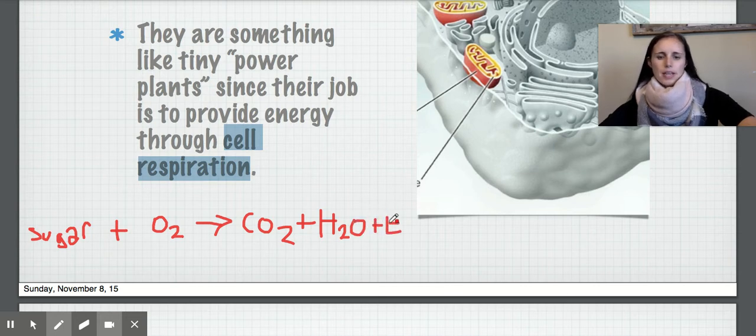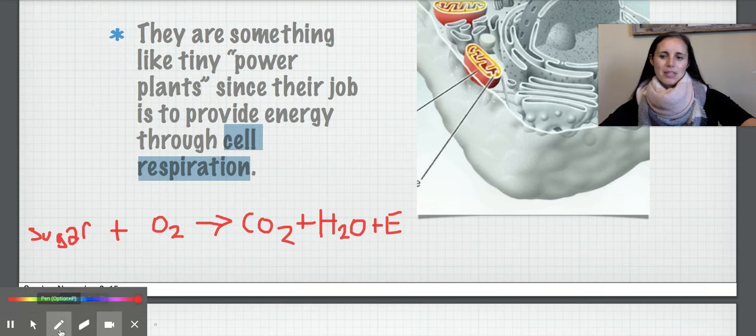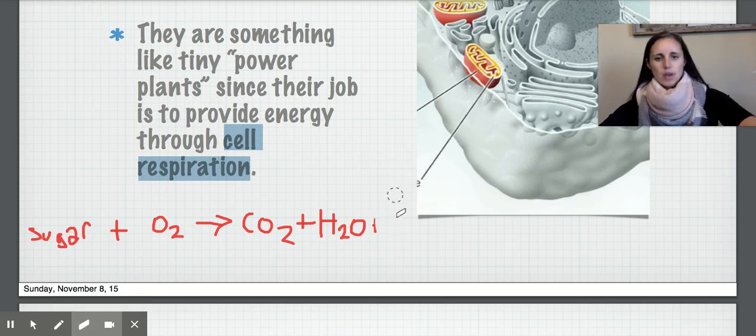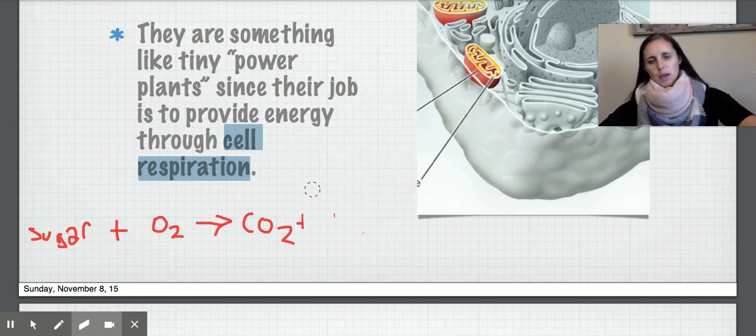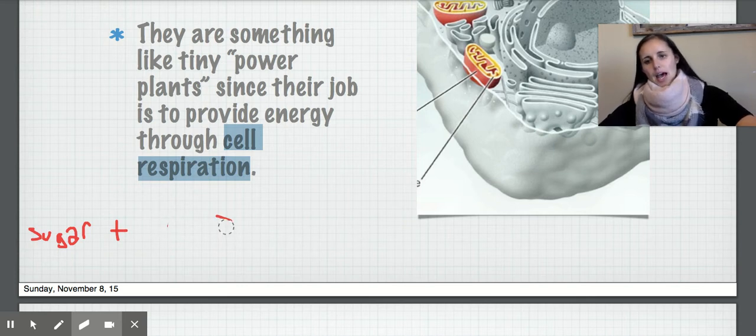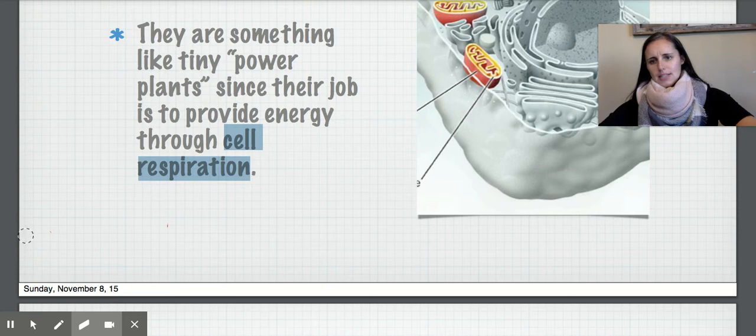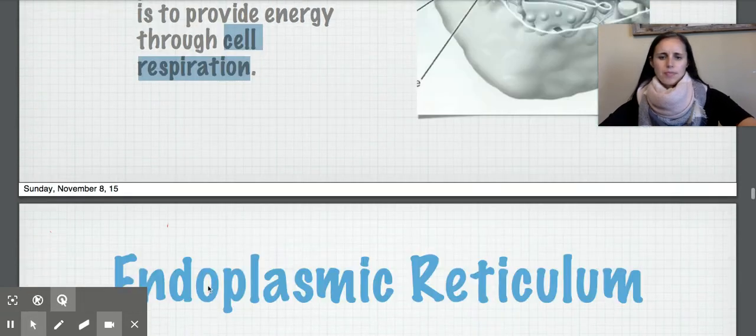So your body is able to take sugar or the food that you eat and the oxygen that you breathe, and combine them so that you can actually get usable energy, the waste products being water and carbon dioxide, and energy being a useful byproduct. So that cellular respiration is what's actually happening in the mitochondria, and that's what helps to provide your cell with the energy that it needs, and your body with the energy that it needs to survive.